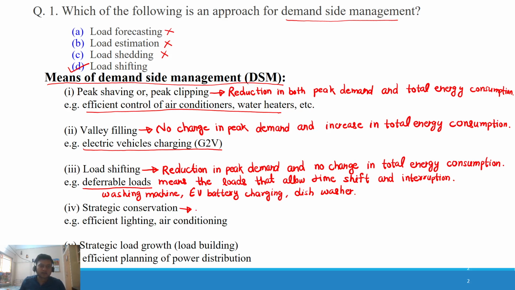It is the same as peak saving or peak clipping in terms of peak demand and total energy conservation. Reduction in both peak demand and total energy consumption.